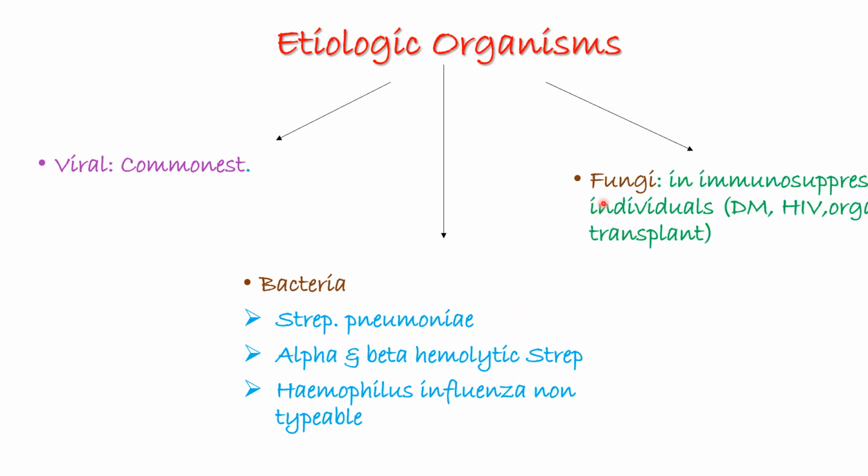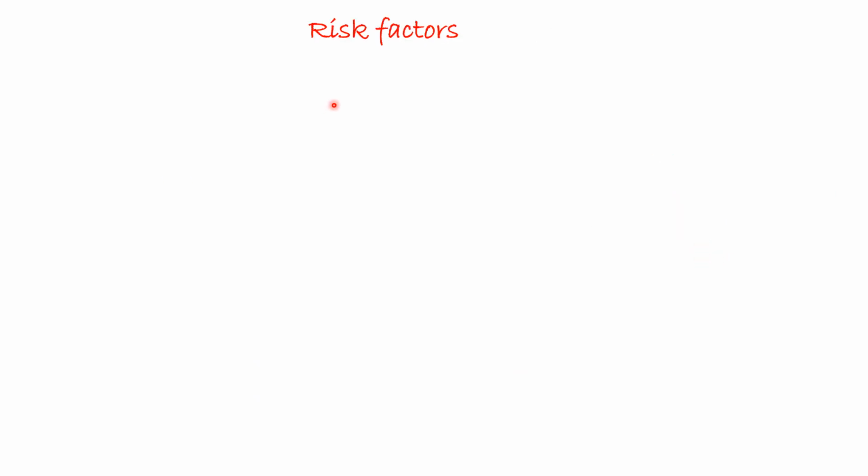So in addition to that, you can also have fungi, and this is most common in immunosuppressed individuals, such as patients who have diabetes mellitus, who have HIV and AIDS, or who are undergoing organ transplant. So the risk factors usually have local risk factors and systemic risk factors.